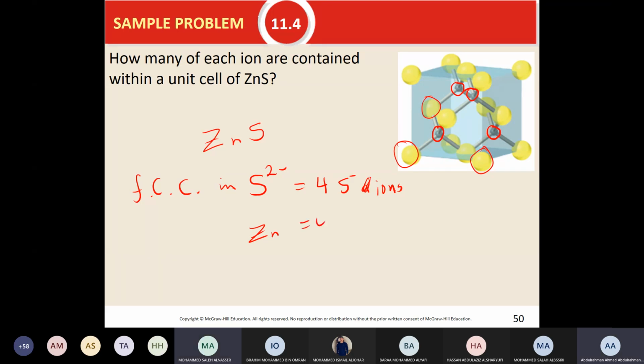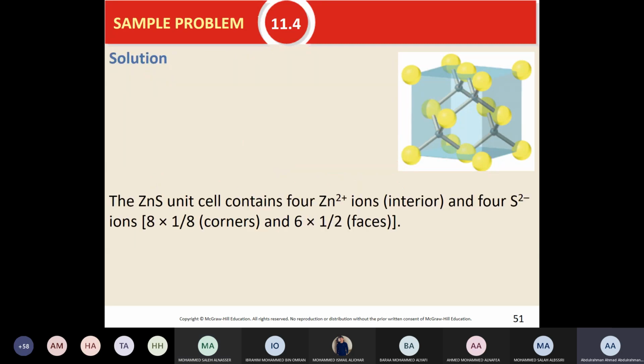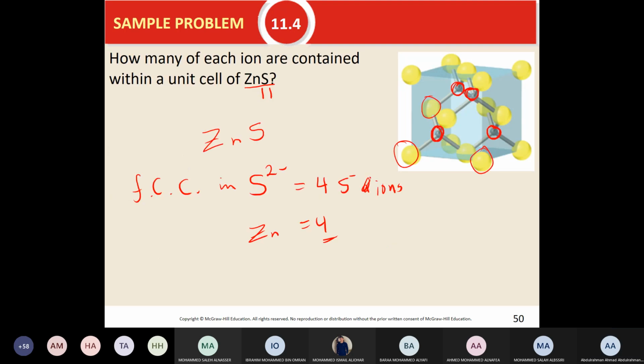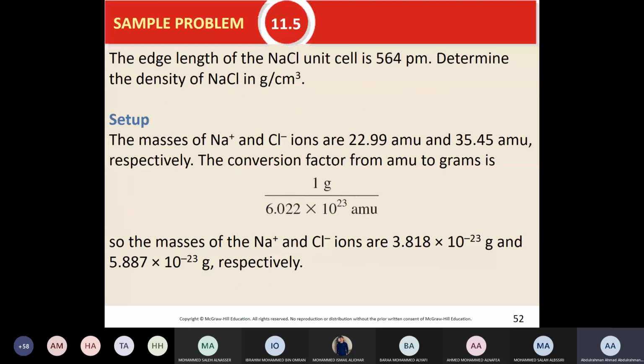Then how many zinc must be there? 4 again. Look at them, they are inside the cube: 1, 2, 3, and 4. It must be 4. Why must it be 4? Because it's 1 to 1 for each S2 minus. Zinc to sulfur is 1 to 1. If there is 4, there must be 4. Good.